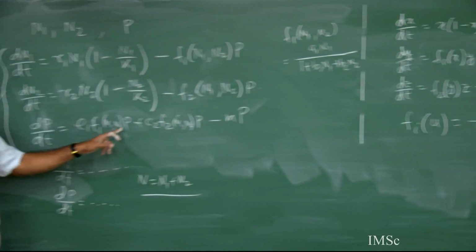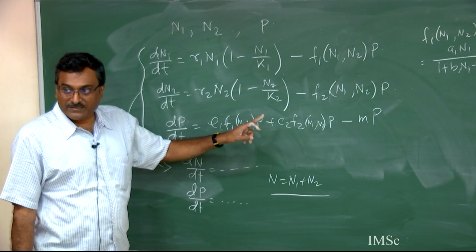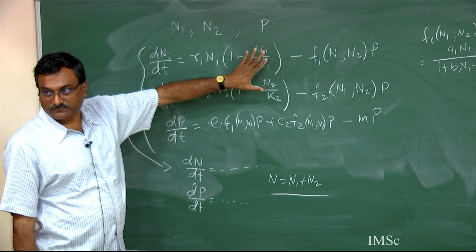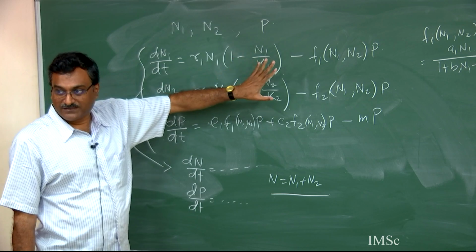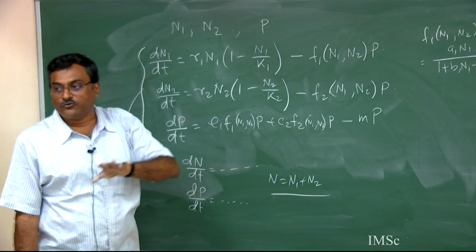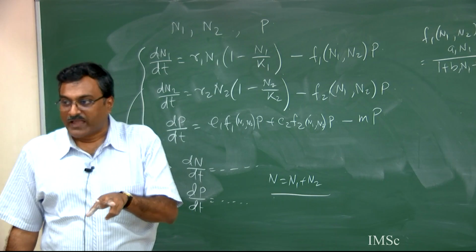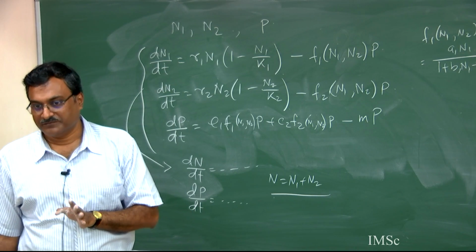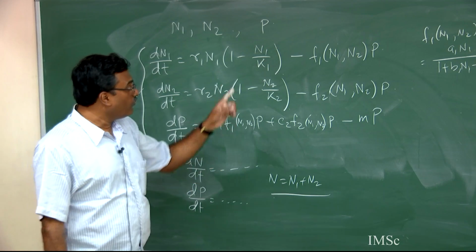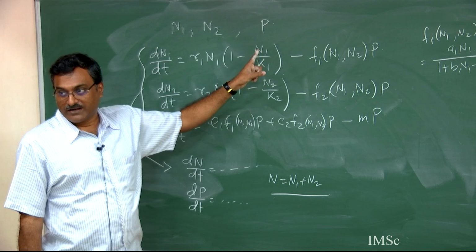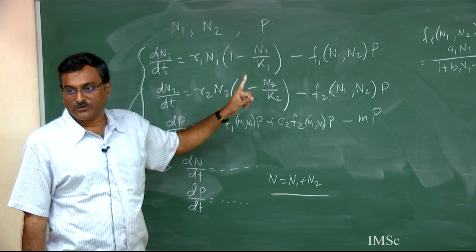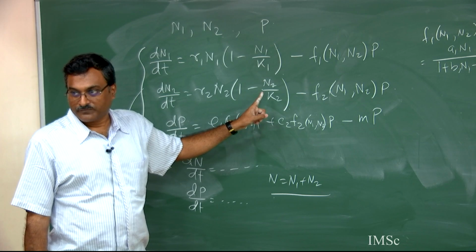here the predator can survive in the absence of either of the prey populations. So in some sense this type of 2 prey 1 predator model is also known as a 2 prey and generalist predator model, because this predator does not survive on only one food source, rather it has 2 different food sources, one is N1 and another one is N2, right.